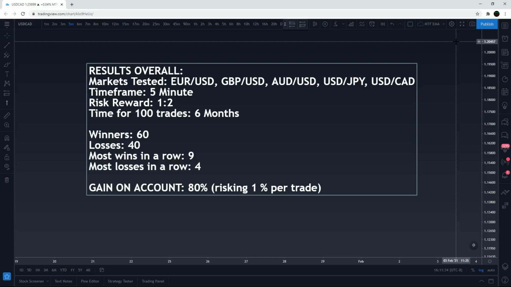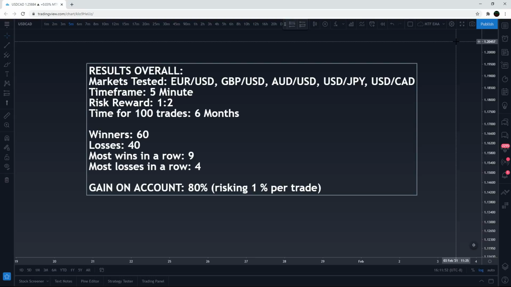There were 60 winners and 40 losses, giving it a 60% win rate, which is very good for a 1-to-2 risk reward ratio. Most wins in a row, 9, and the most losses in a row, 4. The gain on the account, 80% if you're risking 1% per trade.